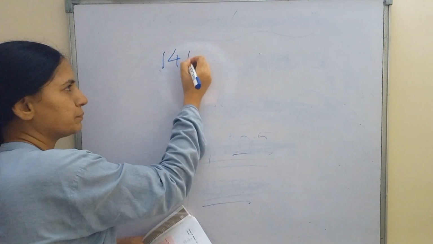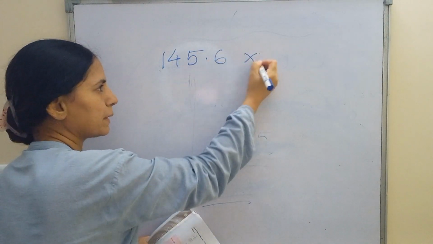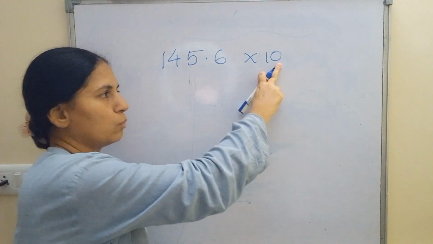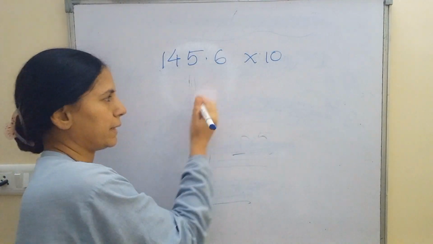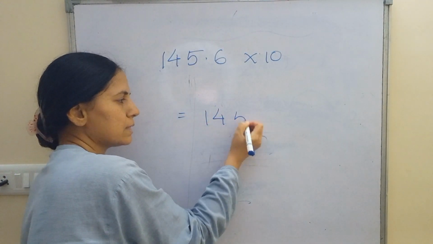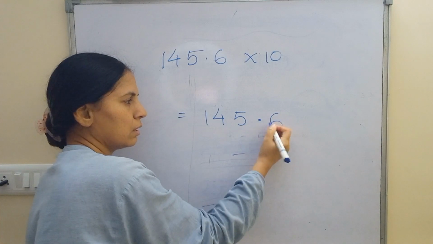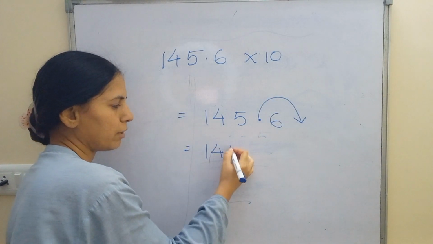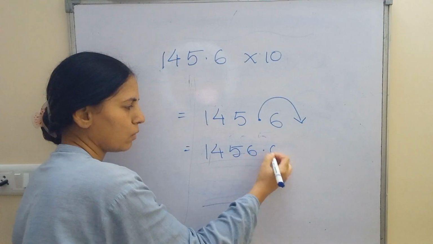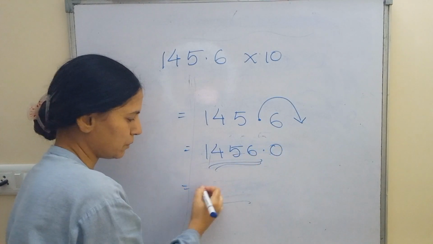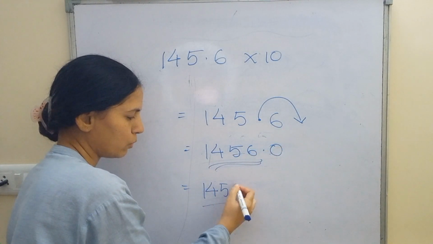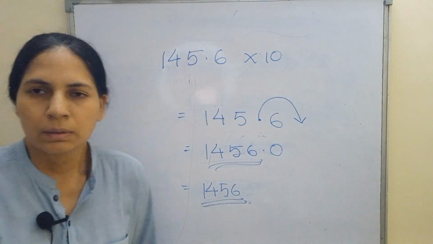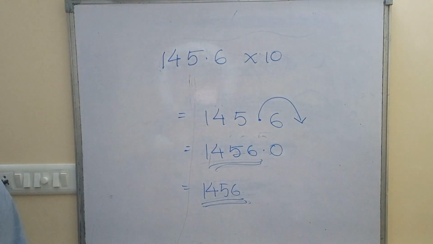145.6 multiplied by 10. So how many jumps? 1 zero means 1 jump ahead. So this decimal was here. We'll give it a jump. So this will become 1456.0. So my final product is 1456 only. I hope you're finding it easy.